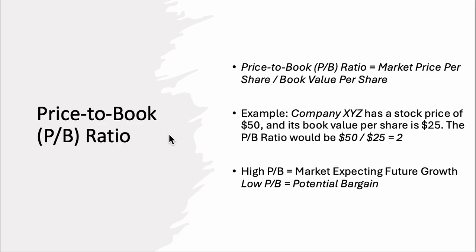For example, company XYZ has a stock price of $50 and its book value per share is $25. The PB ratio would be calculated as 50 upon 25, that is 2. A PB ratio of 2 means that the investors are paying twice the value of company assets. A higher PB ratio may indicate that the market expects strong future growth, while a low PB ratio could signal a potential bargain.